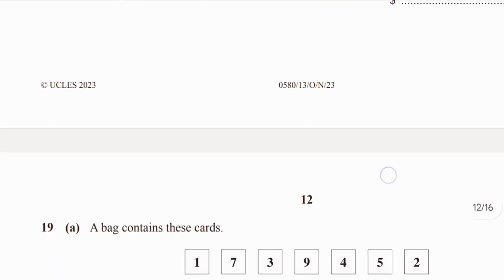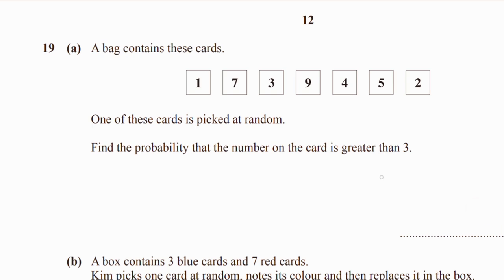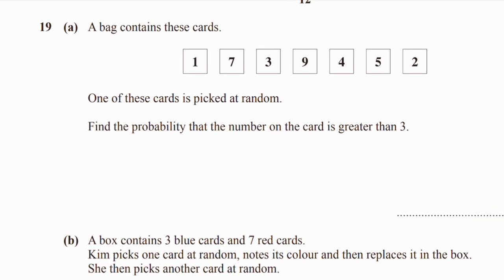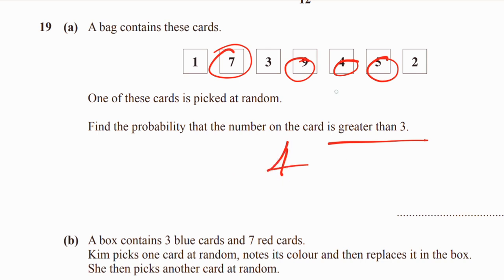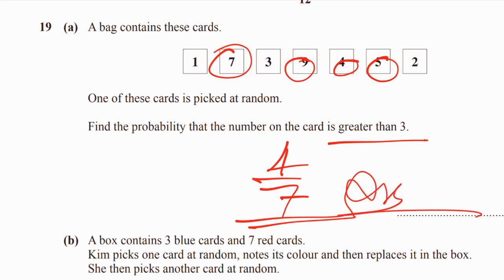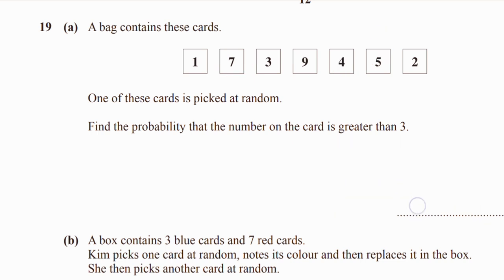Okay, now come to the next question. A bag contains these cards. One of these cards is picked at random. Find the probability that the number on the card is greater than 3. So this is also a probability question. We just find the numbers which are greater than 3. So this number, this number, this number, this number. We have 4 numbers greater than 3, and the total numbers we have is 7. So 4 over 7 is our answer. Okay. Next question.